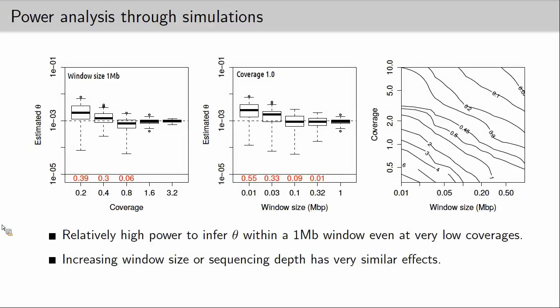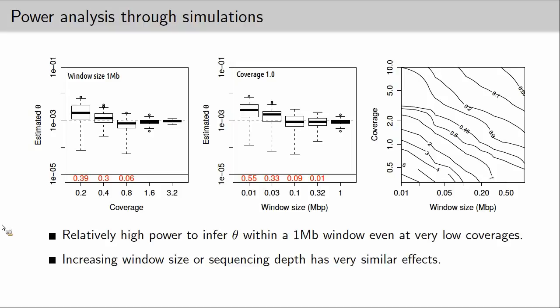So how does this actually perform? Like, does this work? Can we estimate zeta? What type of sequencing depths do we require? So these are some results we got from simulations. We first simulated data in a 1 megabase window for different coverage or sequencing depths here. So from 0.2 to 3.2.